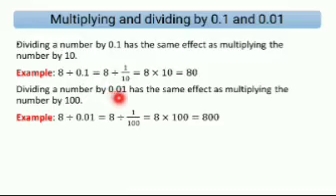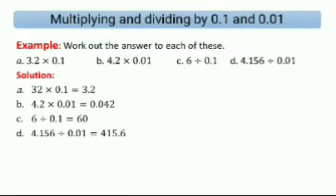Now, dividing a number by 0.01 has the same effect as multiplying it by what? By 100. Are you getting the rule now? So here, 8 divided by 0.01 is the same thing as 8 divided by 1 over 100, which is equal to 8 multiplied by 100. So you know you are dividing by 1 over something here. By the time you change this to multiplication, this one will come here, then 1 will come down. So you have 100 over 1, which is the same thing as 100. So you have 8 multiplied by 100, which is equal to 800.